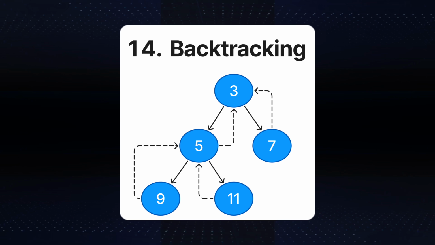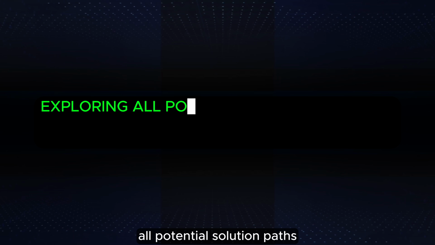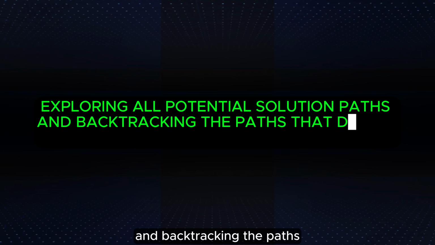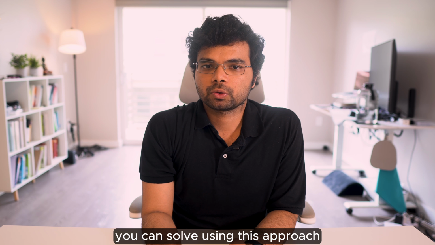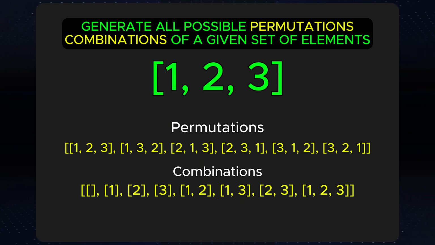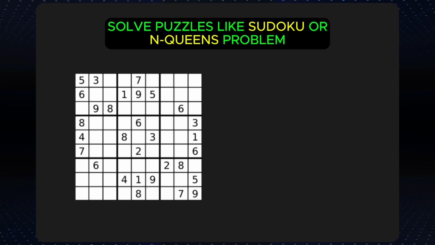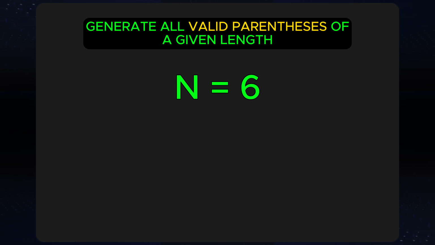Next pattern is backtracking. Backtracking is a powerful technique used to solve problems that involve exploring all potential solution paths and backtracking the paths that do not lead to a valid solution. Some of the problems you can solve using this approach are: generate all possible permutations or combinations of a given set of elements. Solve puzzles like Sudoku or N-Queen problem. Find all possible paths from a start point to an end point in a graph or a maze. Generate all valid parentheses of a given length.